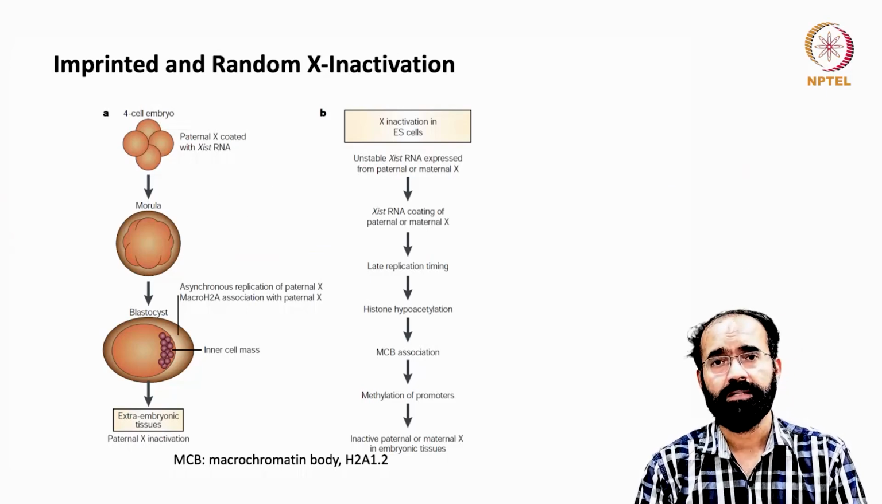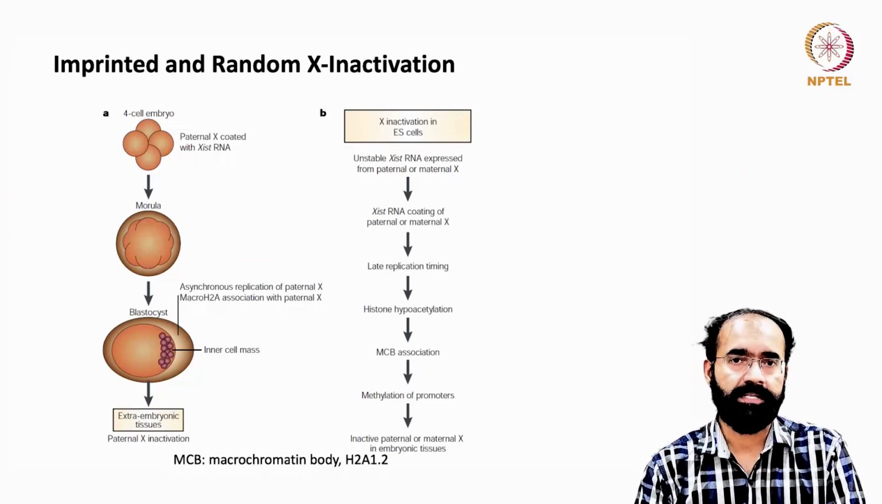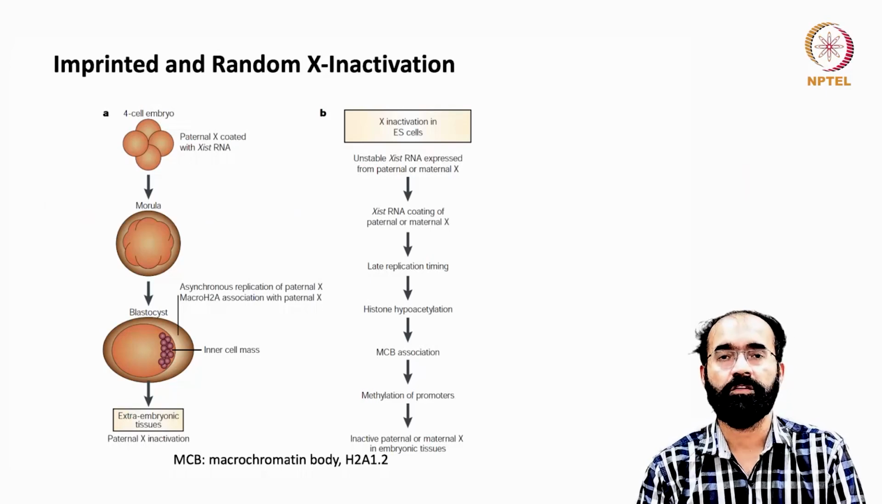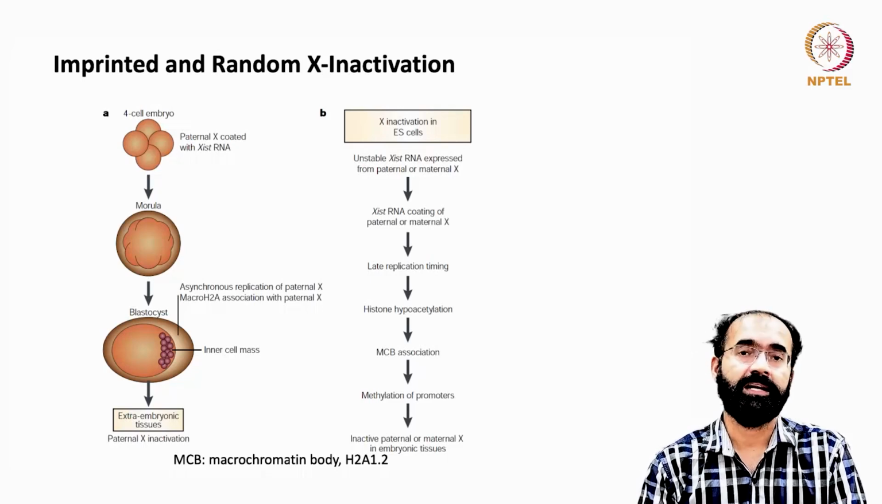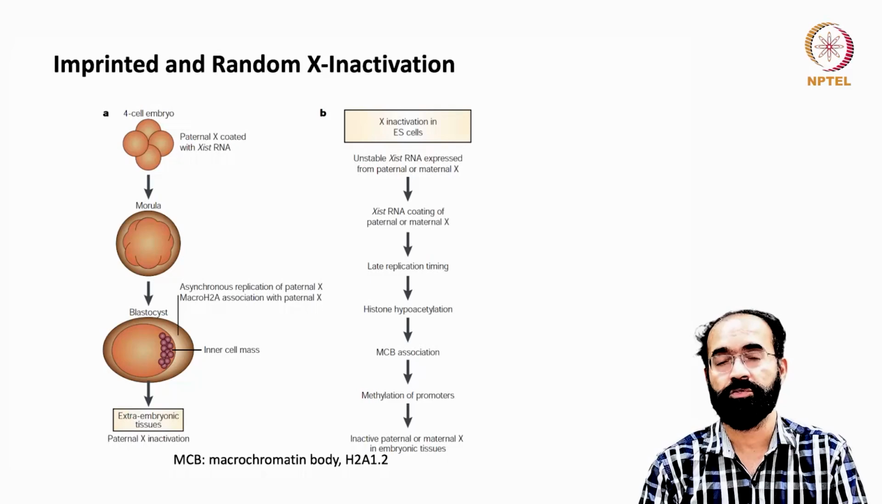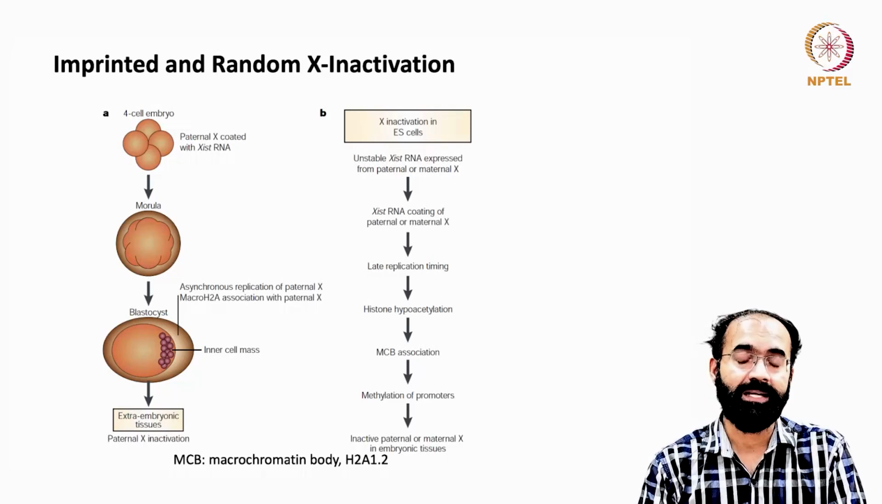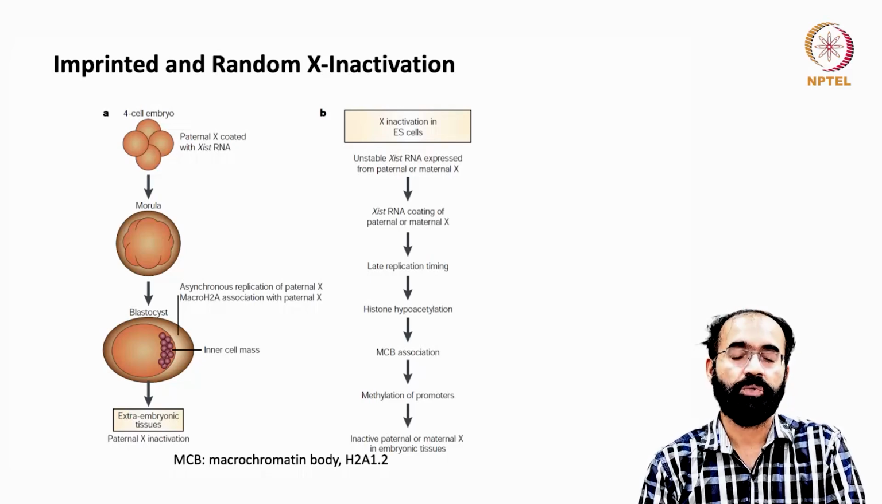Of course this will change later: in the blastocyst there will be a randomization event where either the maternal or paternal X can be made inactive in the organism. That is why, like you saw in the case of the cat, randomly some X is inactive, randomly some X is inactive. This will continue throughout the lifespan of the organism.